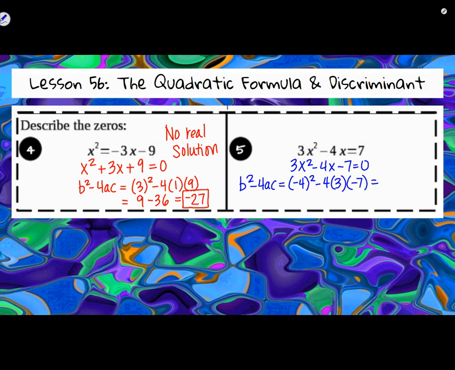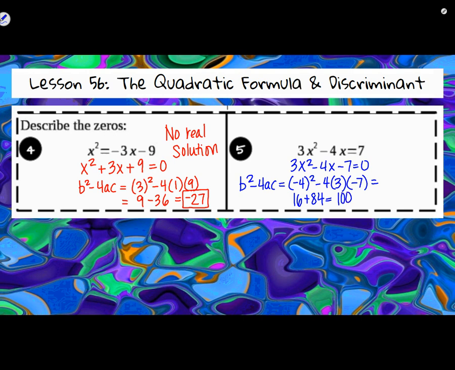I don't want you just writing no real solution. I want to know what number is making you say that. That's the discriminant, the number. So we've got -4 squared, that's 16. -4 times 3 times -7. I'm just sticking it in the calculator. I get plus 84, and what is 16 plus 84? 16 plus 84 is 100.